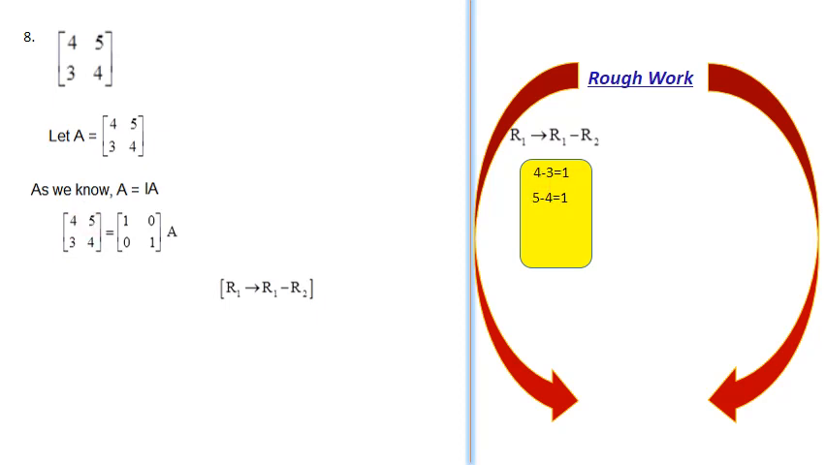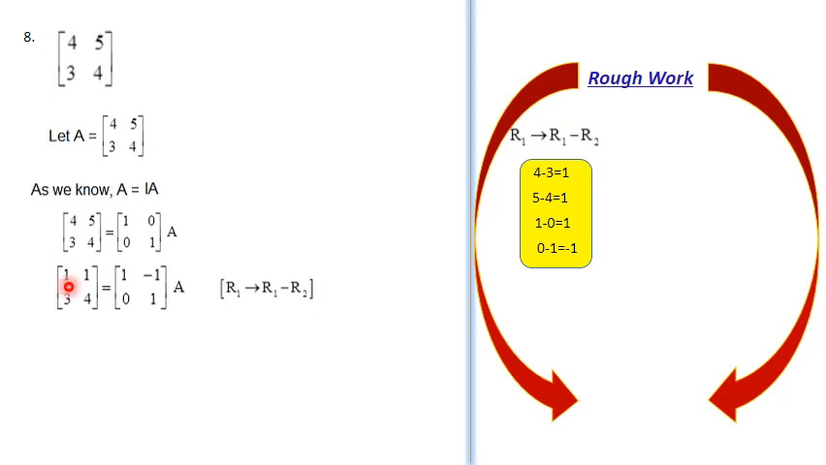Next is 5 minus 4, that is 1. Next is 1 minus 0, that is 1. Next, 0 minus 1, that is minus 1. Finally, 4, 5 is replaced by 1 and 1, and 3, 4 remains the same, and 1, 0 is replaced by 1 and minus 1. 0, 1 remains the same, into A.